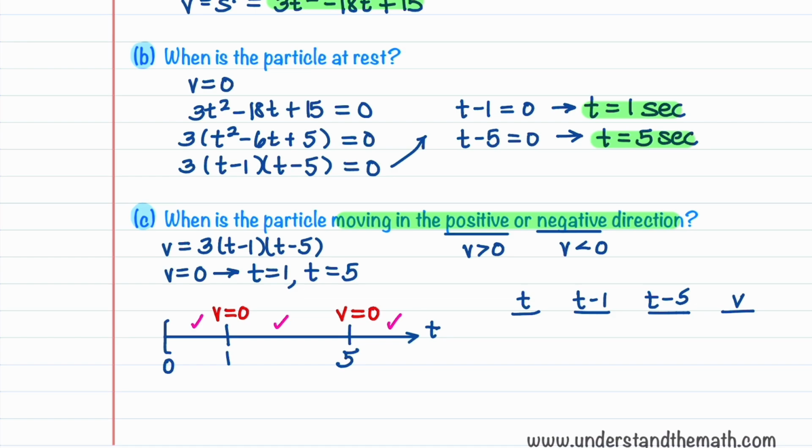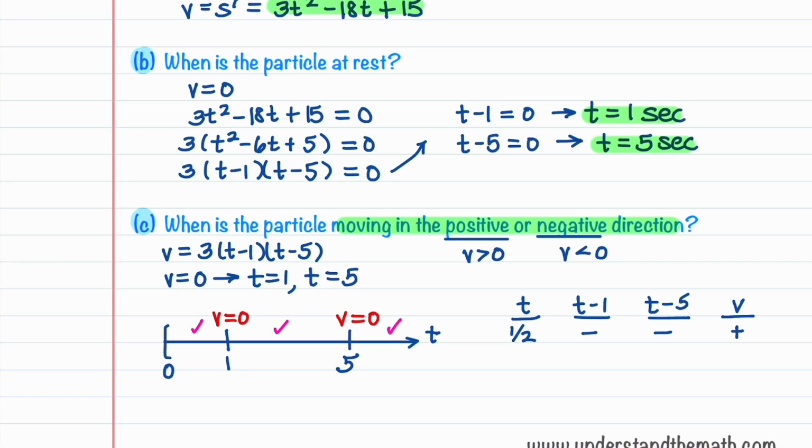Between 0 and 1, I'm going to pick the point 1/2. So 1/2 minus 1 is negative, and then 1/2 minus 5 is negative. So when we multiply two negatives, we're going to get a positive, because our velocity is t minus 1 times t minus 5 times 3.